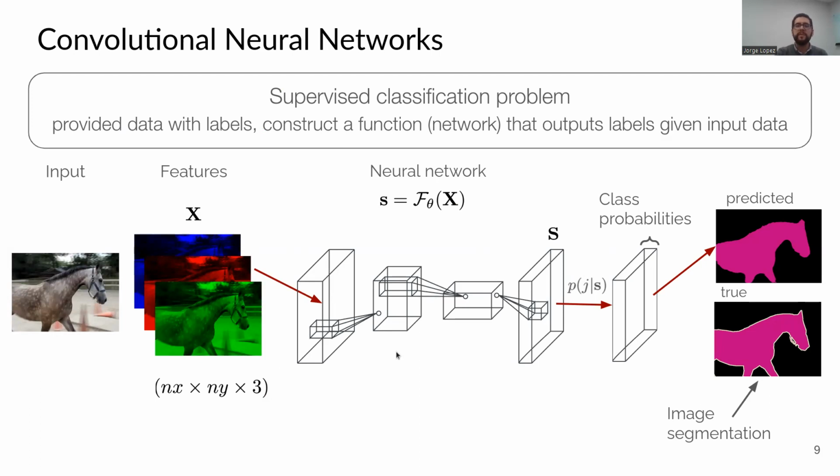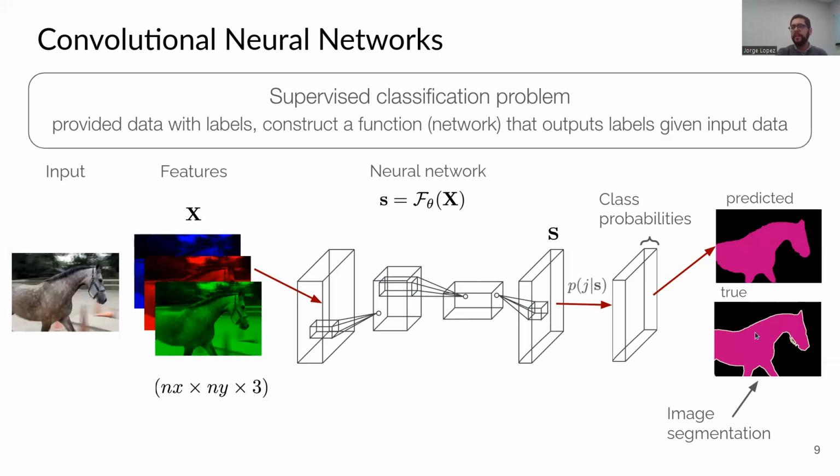And what we're trying to do is that the neural network will generate something that looks like this. In this case, we're not only trying to give a single label to each of these images. So we're not only interested in the neural network telling us, this is a picture of a horse. We also want it to label each of the pixels within the image and say, this pixel corresponds to a horse. So this is called image segmentation.